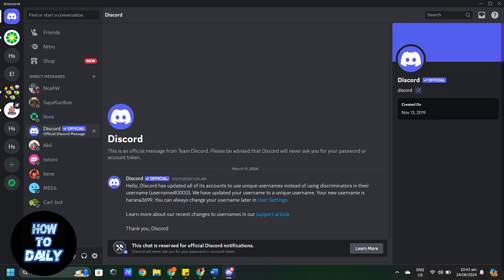Some third-party tools claim to detect invisible users. While I generally recommend avoiding this due to security risks and potential violations of Discord's terms of service, it is something to be aware of if you are considering more advanced methods.